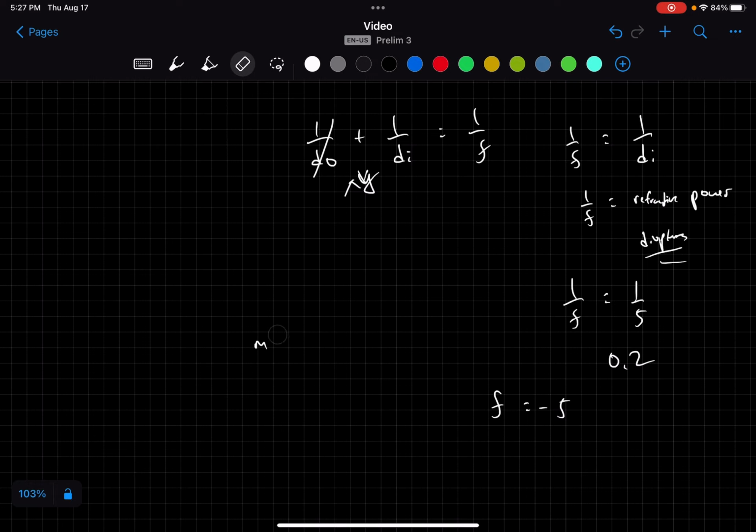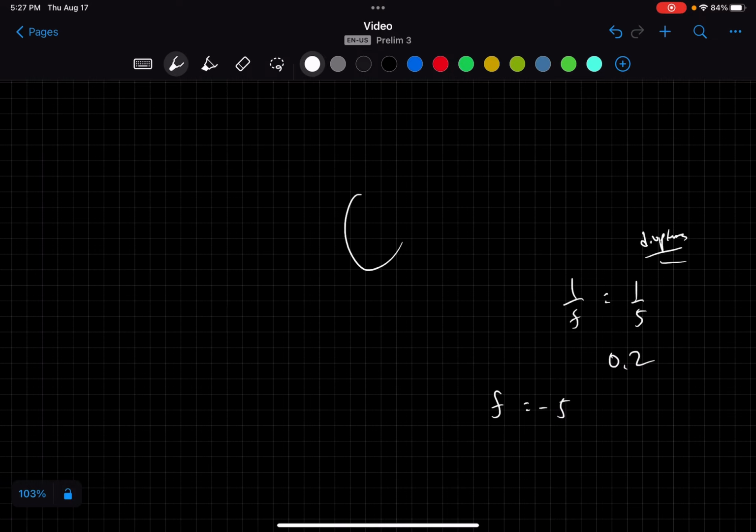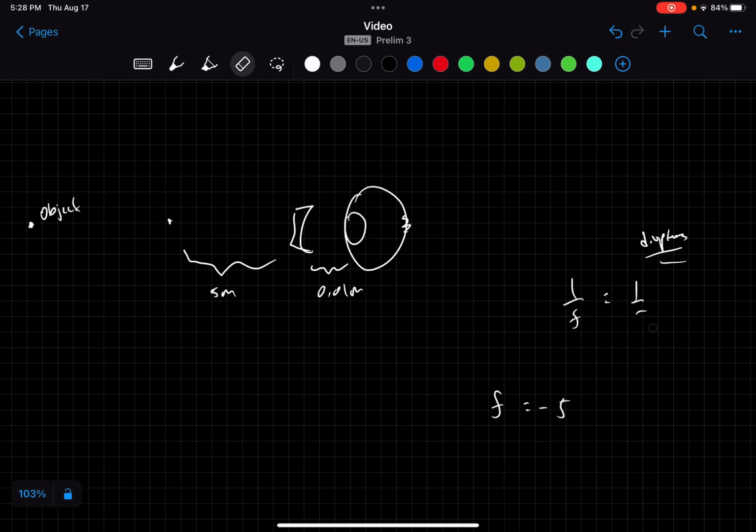Now we can erase everything and redraw it a little more clearly. Here's your eye, here's your retina, here's your lens, here's your far point, 5 meters away. This is 0.01 meters. And then this is the object. If this was the case, the doctor would tell you, with 1 over -5, to get a lens with refractive power of -0.2 diopters.